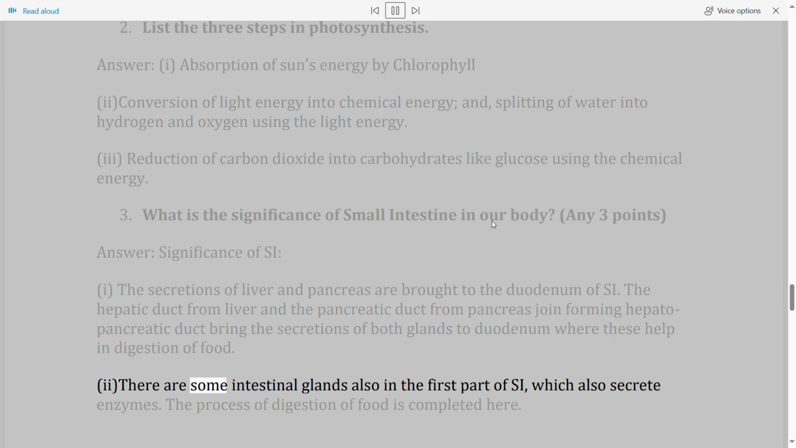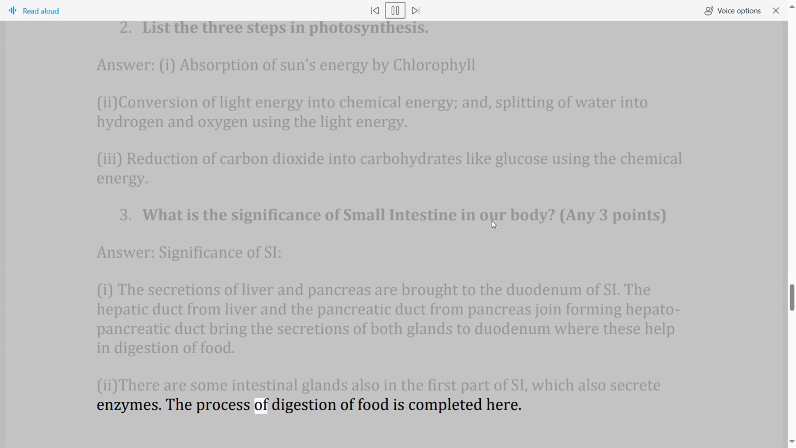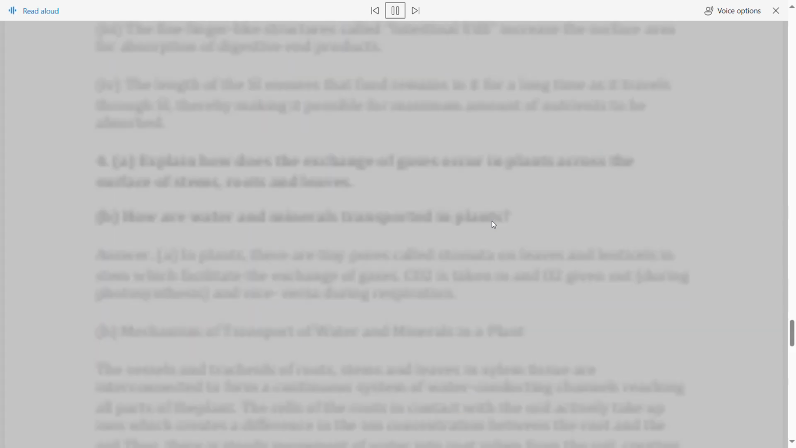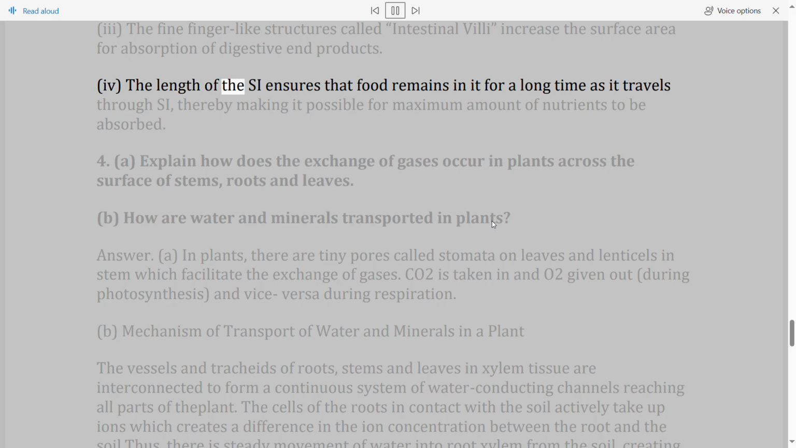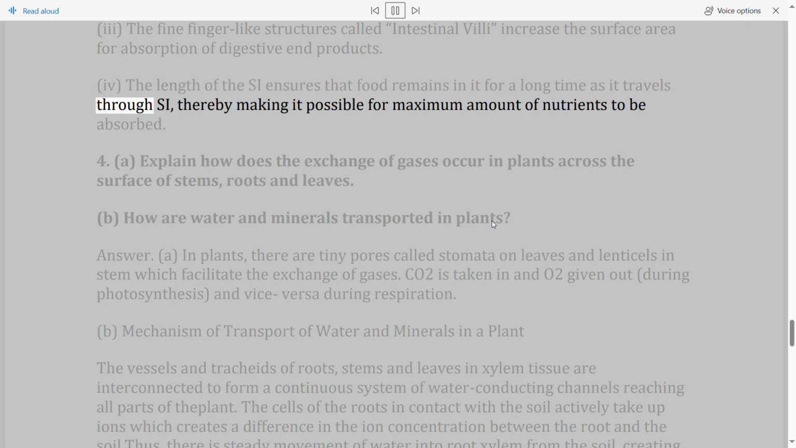2. There are some intestinal glands also in the first part of small intestine, which also secrete enzymes. The process of digestion of food is completed here. 3. The fine finger-like structures called intestinal villi increase the surface area for absorption of digestive end products. 4. The length of the small intestine ensures that food remains in it for a long time as it travels through, thereby making it possible for maximum amount of nutrients to be absorbed.